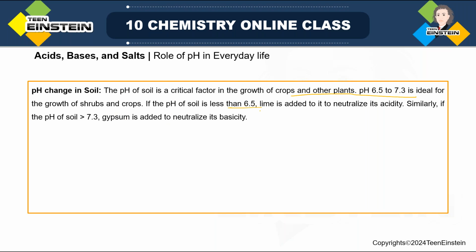If the pH of soil is less than 6.5, it can be because of acid rain and many other natural processes. If we throw chemicals which are acidic in nature, then also the pH of the soil can move towards acidic. Then lime is added. That is, calcium oxide is added, which is called lime, to neutralize its acidity. Okay. Similarly, if the pH of the soil is greater than 7.3, gypsum is added to neutralize its basicity.